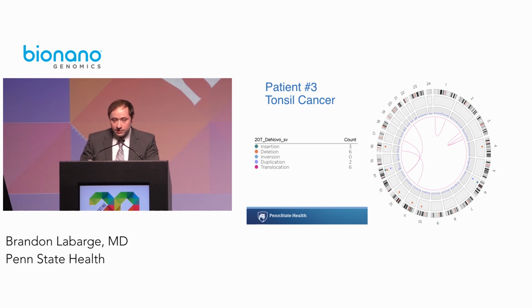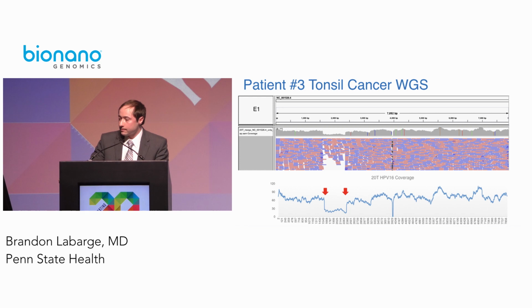Third patient here, again tonsil cancer. This time there's a fair number of structural variants shown on the Circos plot from Bionano data. I'm including a number of structural variants on chromosome 14 in a similar location on the chromosome. So we're seeing an insertion, a deletion, and a duplication in a very small area.